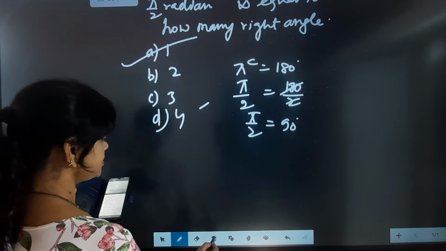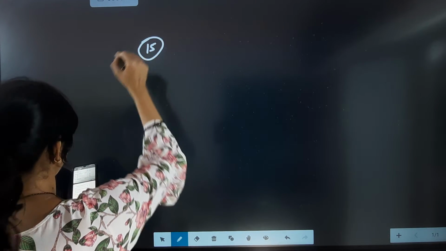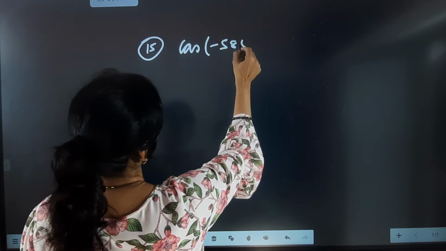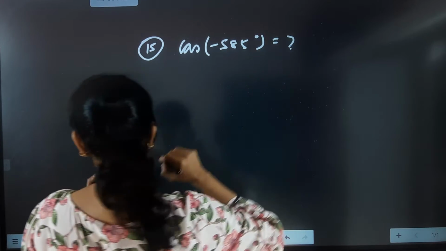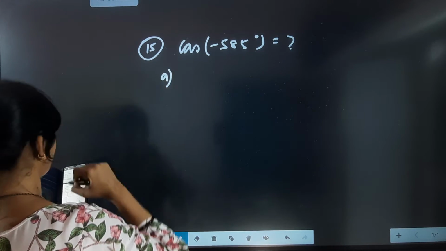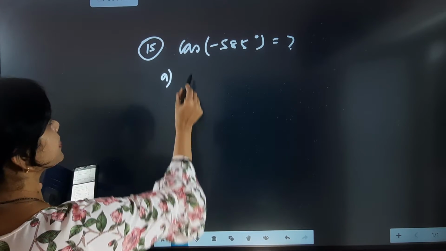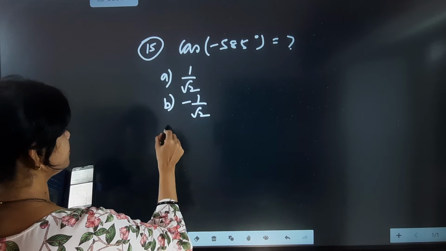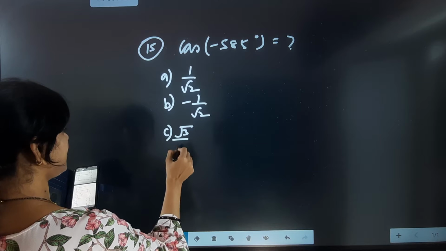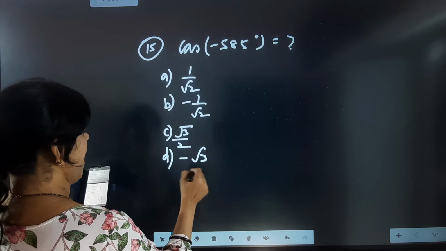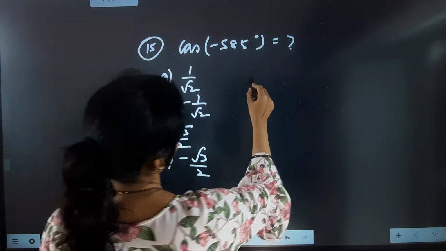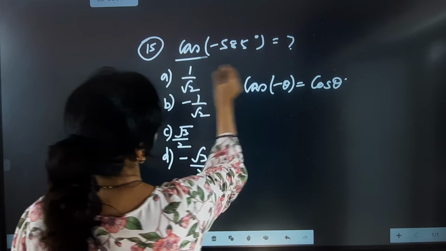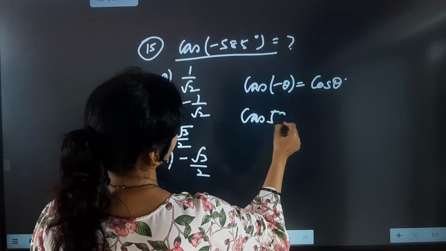Now the next question, I think question number 15. Question number 15 says that cos of minus 585 degree is equal to what? Options given are 1 by root 2, second minus 1 by root 2, third root 3 by 2. First, the most important thing is cos of minus theta is cos theta. So this will become cos of 585.